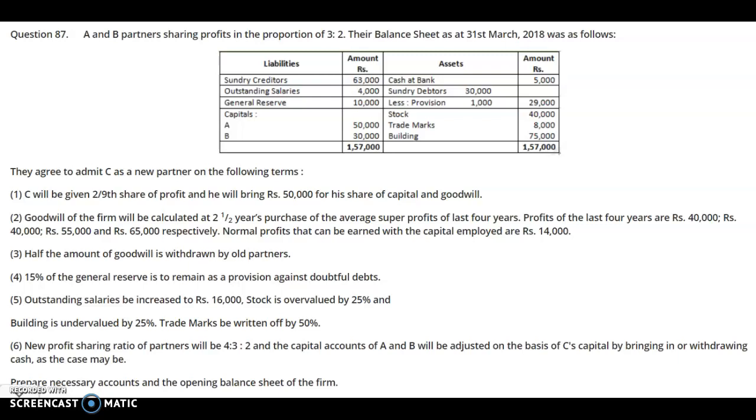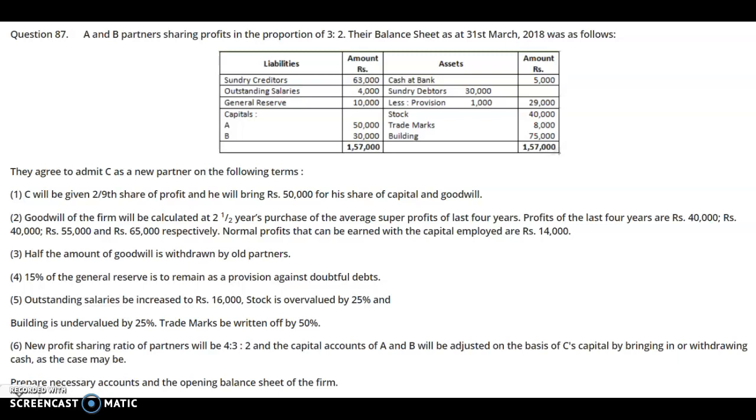So here we have to do this complete question as usual till the capital accounts. The question will remain the same. So first of all, we have to prepare the revaluation account, and then we also have to find out the amount of goodwill on the basis which is given here in the second step. Here in the first point it says that C will be given 2/9 share of profit and he will bring 50,000 for his share of capital and goodwill.